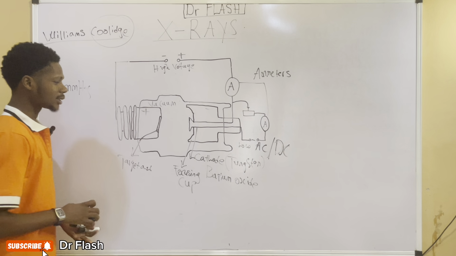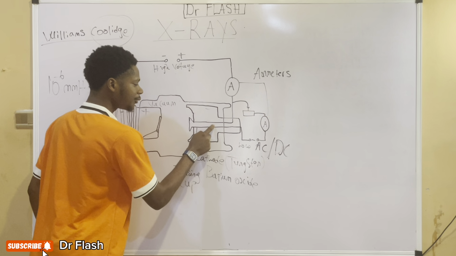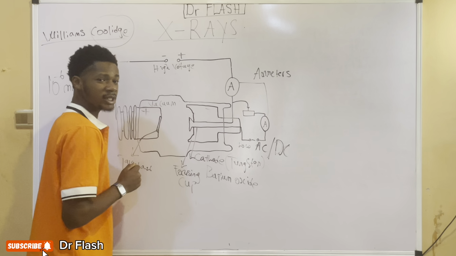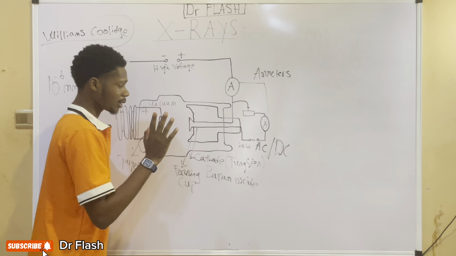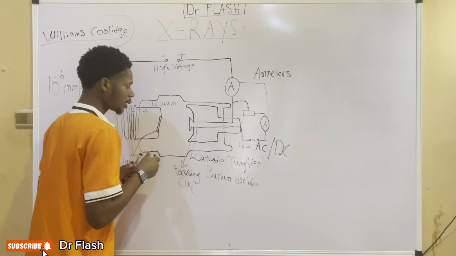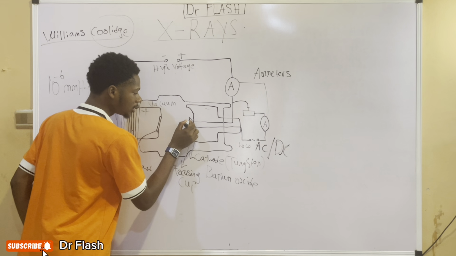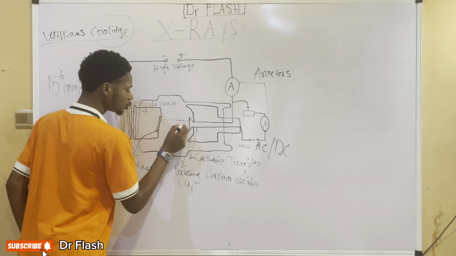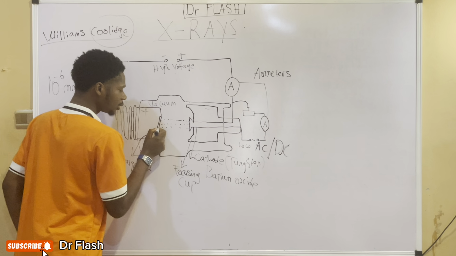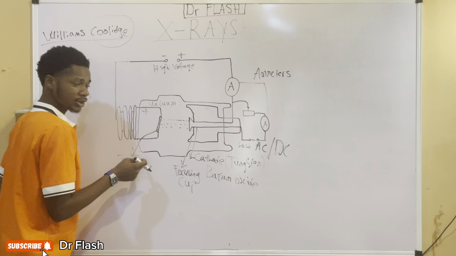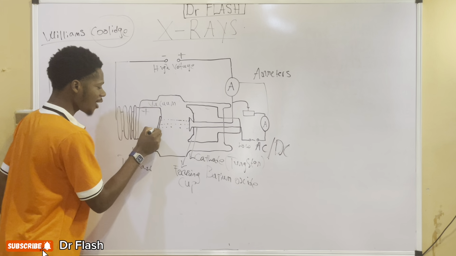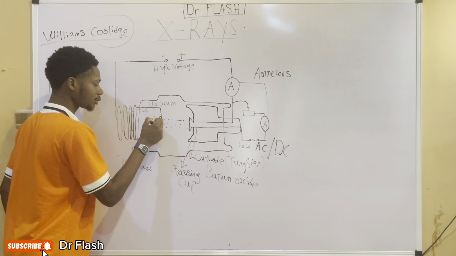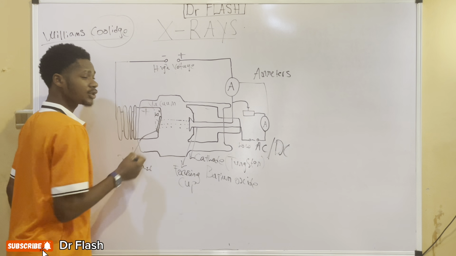So what happens is that as this filament, or the cathode, is being heated through thermionic emission, electrons start moving from this terminal down to the target anode. Now this target anode, you notice that it is not straight. It is placed at around 45 degrees to the vertical and to the horizontal.